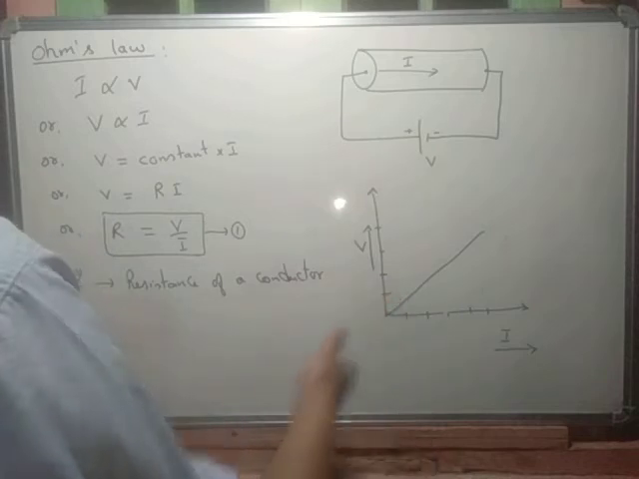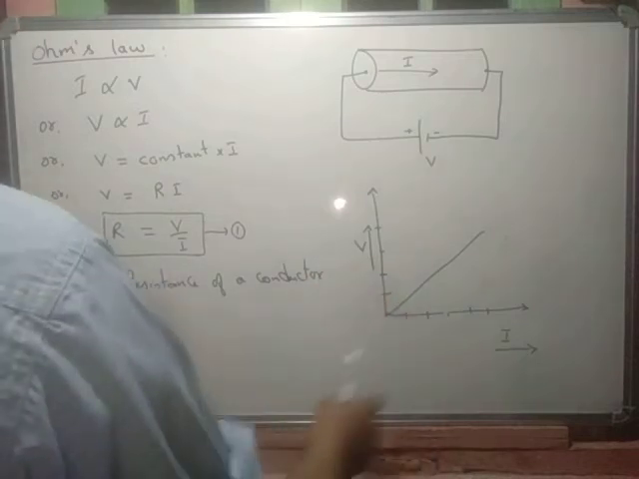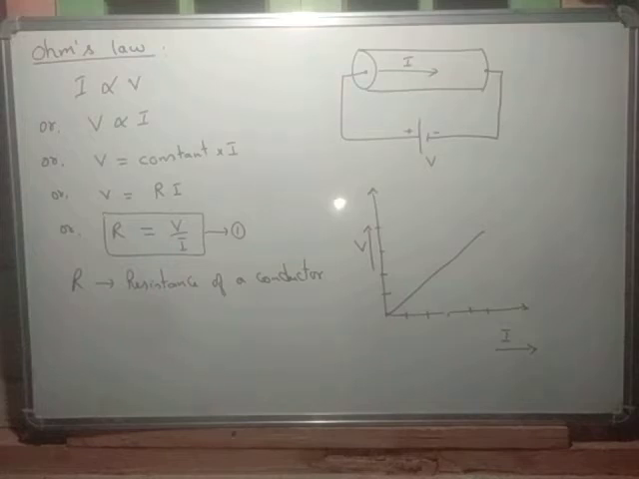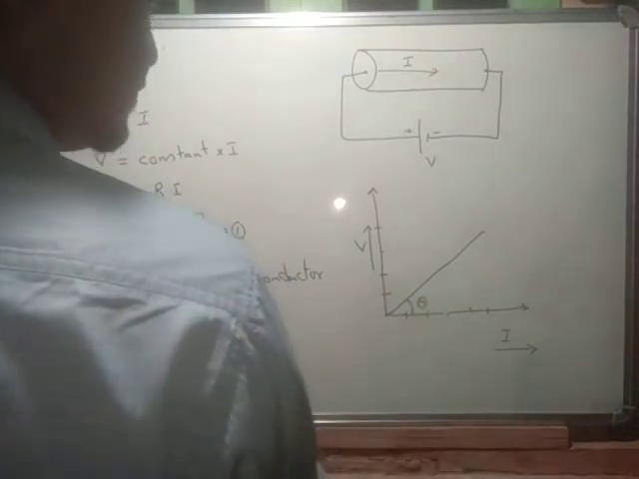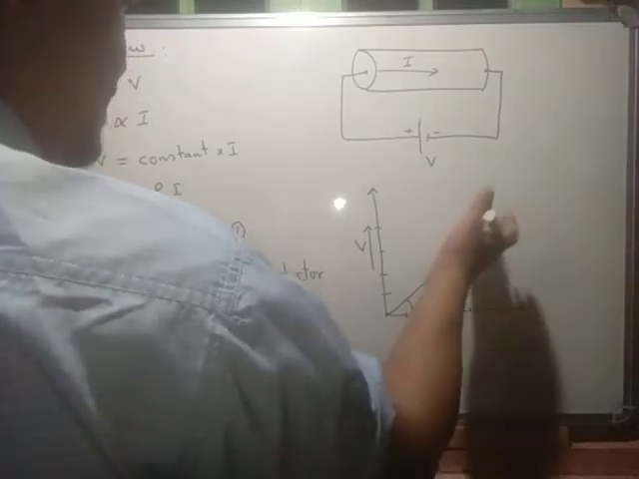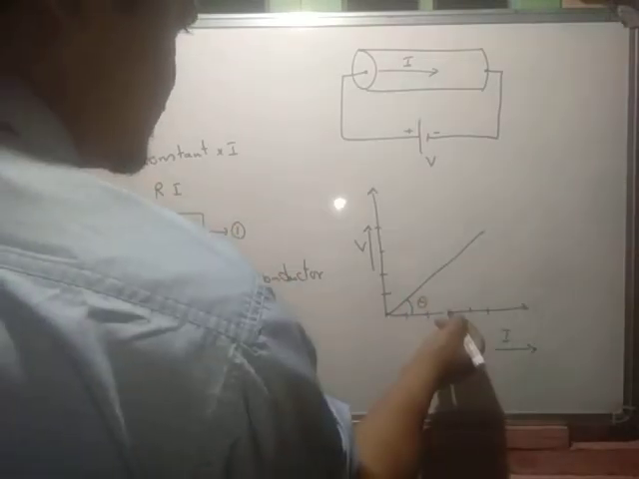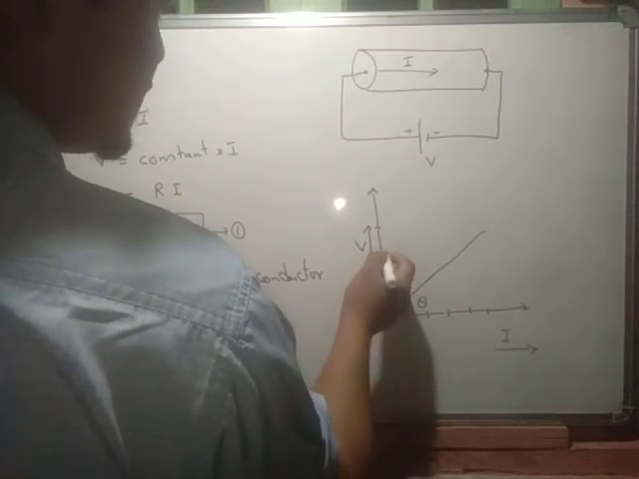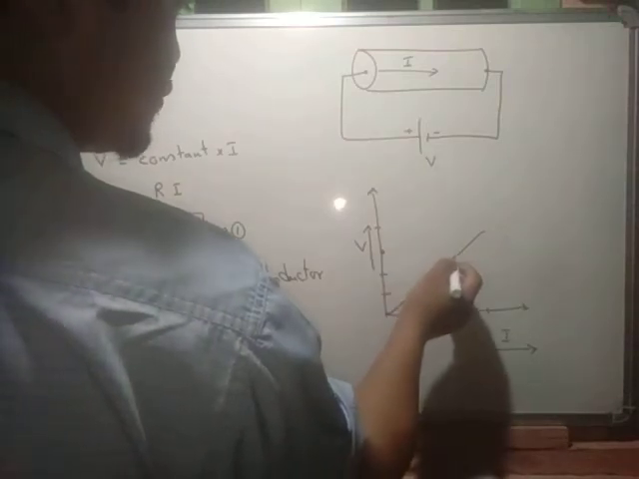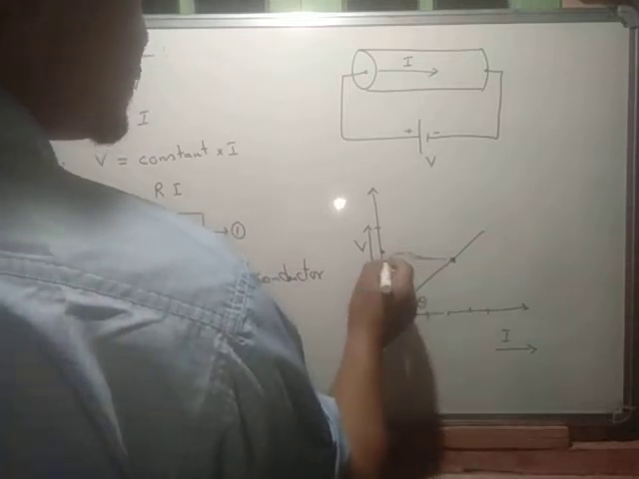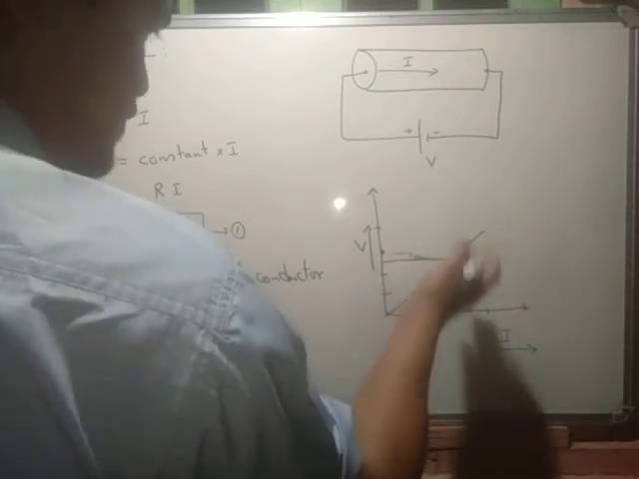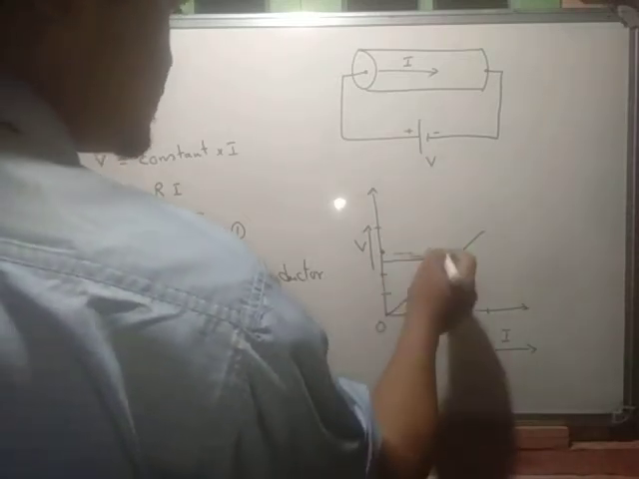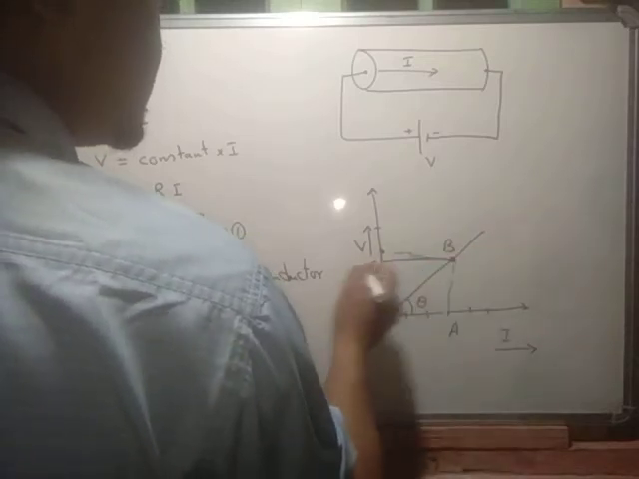So please remember here that the graph between the potential difference and the current should be a straight line graph. And if I say this angle is theta, that means the angle made by the line with the x-axis, let's say it is theta. Now let's consider a point on the graph and drop perpendiculars on the y-axis and on the x-axis. Suppose this is O, this is A, this is B, and this is, let's say, C.